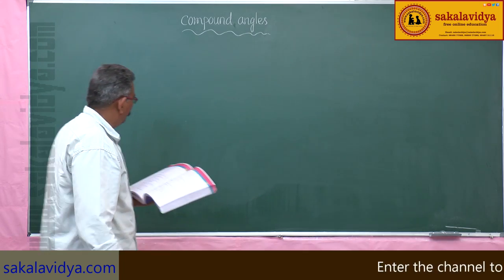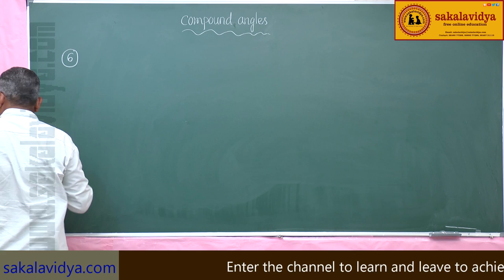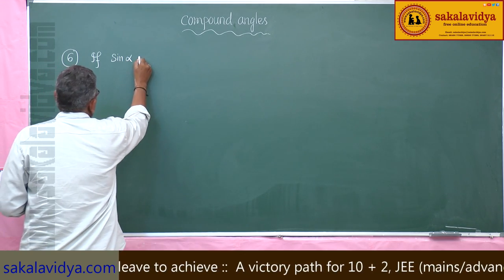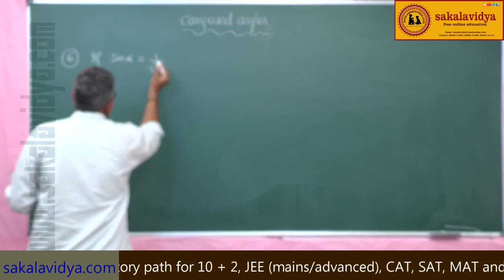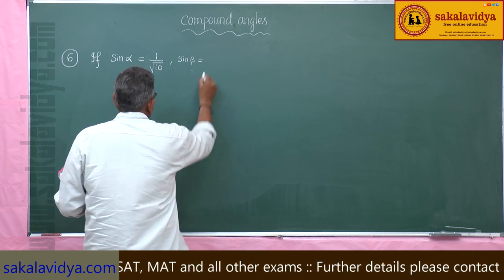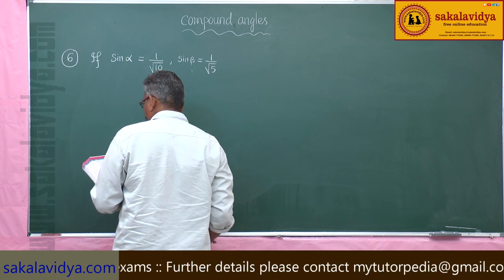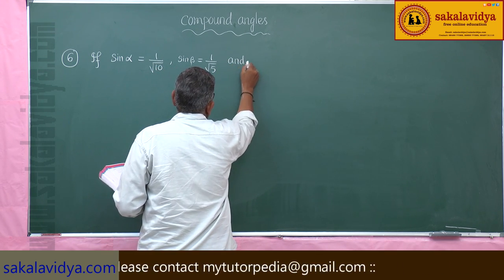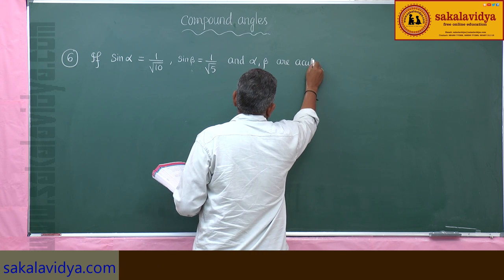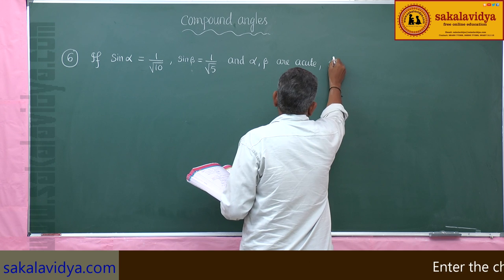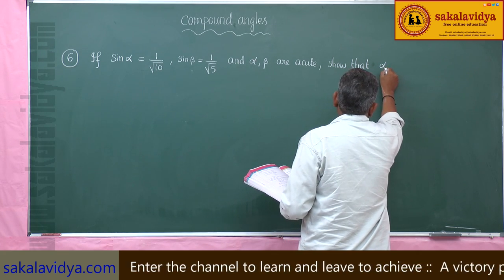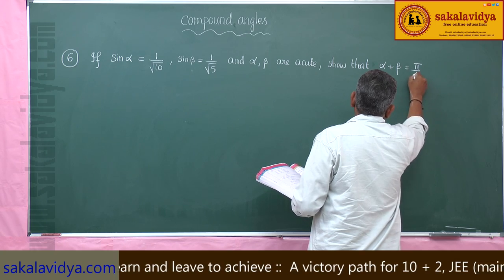Sixth problem. Sixth one. If sin alpha is equal to 1 by root 10, sin beta is equal to 1 by root 5, and alpha, beta are acute, that means less than 90 degrees, show that alpha plus beta is equal to pi by 4, that means 45 degrees.